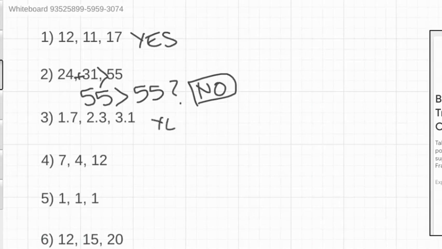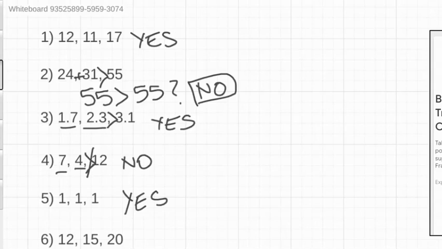So for number 3, you should have gotten yes, because 1.7 plus 2.3 is greater than 3.1. For number 4, you should have gotten no, because 7 plus 4 is not greater than 12. For number 5, you should have gotten yes. 1 plus 1 is 2. 2 is greater than 1. And for number 6, you should have gotten yes as well, because 12 plus 15 is greater than 20.